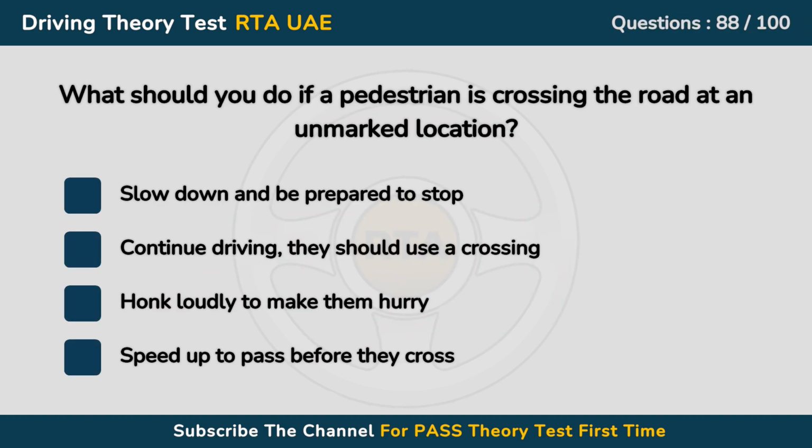Question 88. What should you do if a pedestrian is crossing the road at an unmarked location? A. Slow down and be prepared to stop. B. Continue driving. They should use a crossing. C. Honk loudly to make them hurry. D. Speed up to pass before they cross.